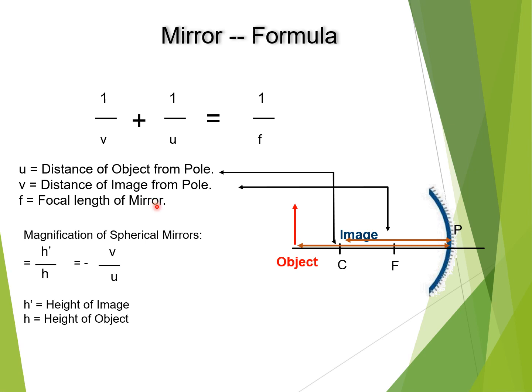There is another formula which is for the magnification. This is M, we denote it by M. M is equal to H dash upon H. H dash is the height of the image and H is the height of the object, which again is equal to minus V upon U. So probably you don't have to mug it up. Once you start doing the numericals, automatically you will be remembering it always.